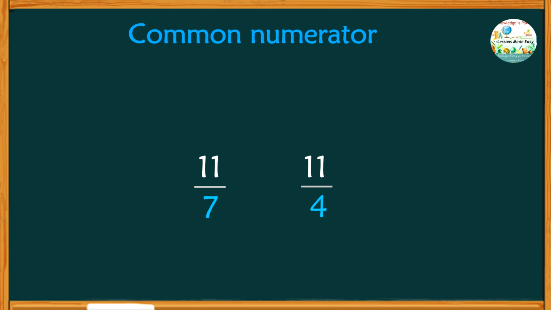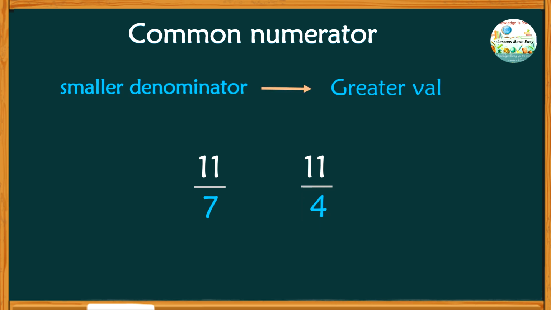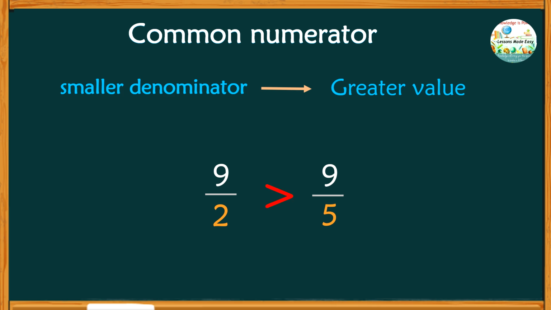How about when fractions have common numerator? Well, for this type of fractions, it's quite the opposite. When the numerators are the same, the fraction with a smaller denominator has the greater value. For example, fractions with a common numerator of 9 and the denominators are 2 and 5, 2 is less than 5 and therefore 9 over 2 is greater than 9 over 5.